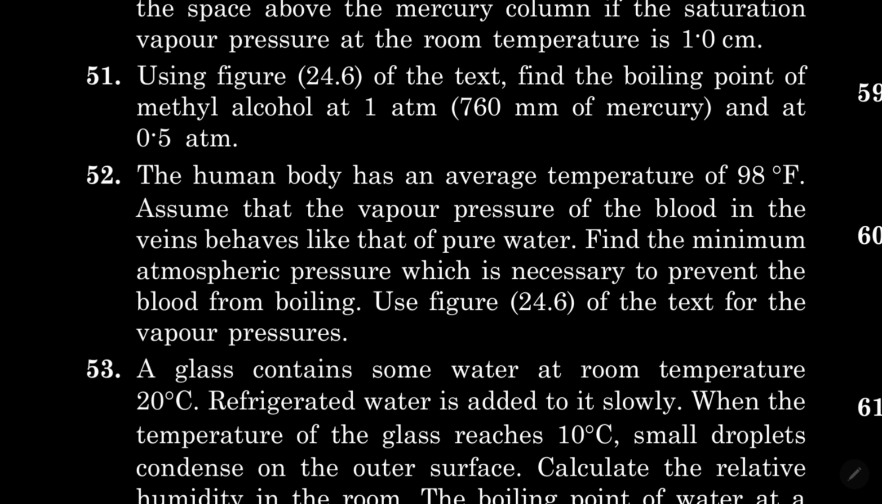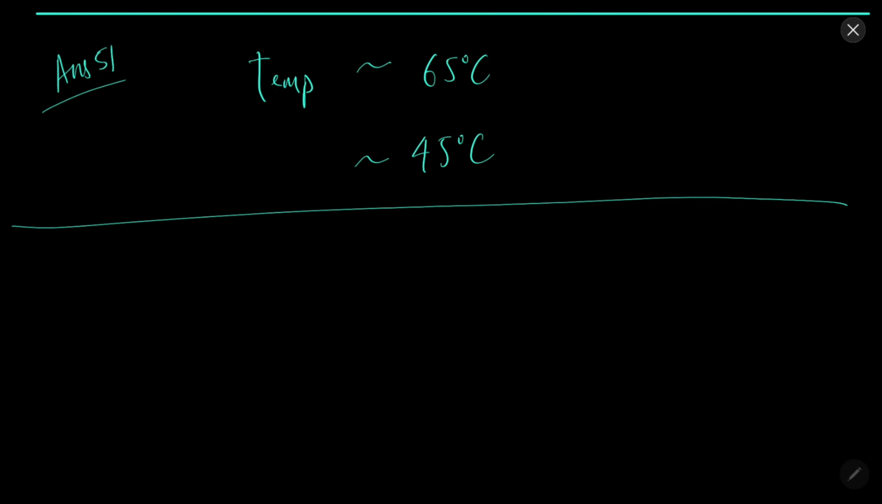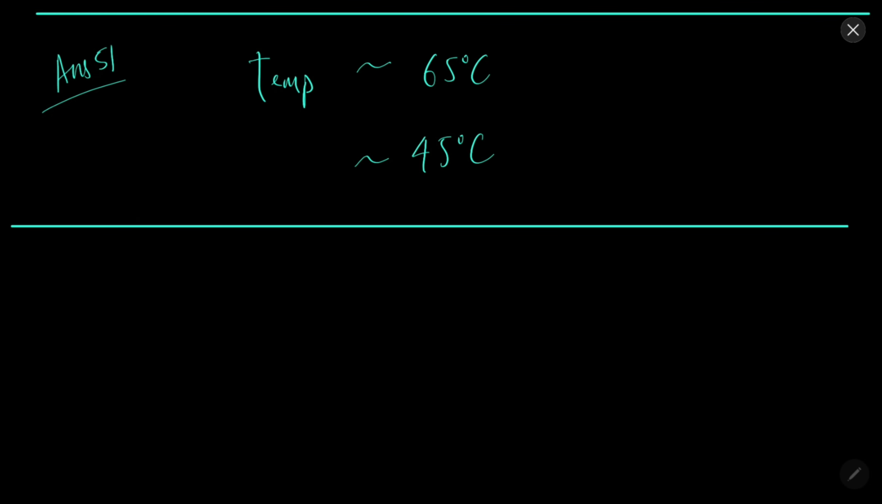So using the figure 24.6 in the book, we need to find the boiling point of methyl alcohol at 1 atm and at 0.5 atm. Solution 51. So the temperature will be approximately 65 degrees Celsius in the first case and 45 degrees Celsius in the second case when you look closely at the diagram.